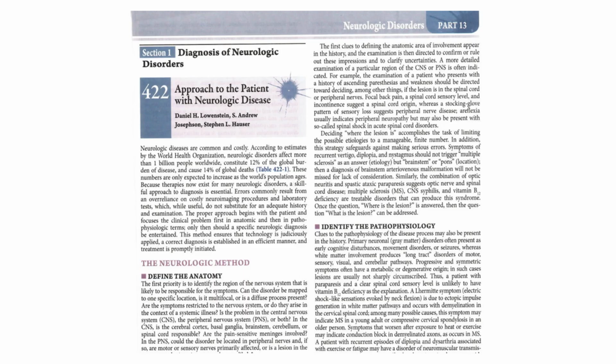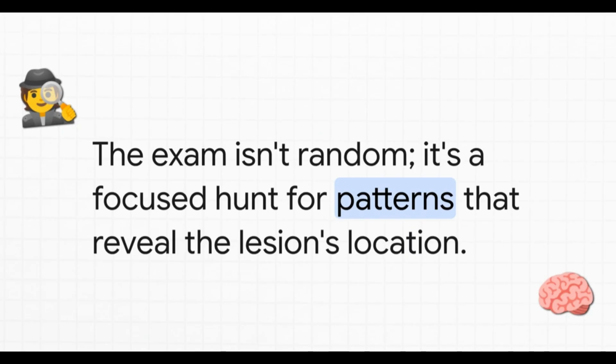You know, subtle weaknesses, changes in reflexes, or specific patterns of sensory loss that will corroborate their story. And remember, you're not just looking for isolated little clues here and there. You are hunting for patterns. Does the weakness affect just one side of the body? Does it spare the face? Are the reflexes super brisk or are they absent? These patterns are the fingerprints, the smoking gun, that will ultimately reveal the location of the lesion.